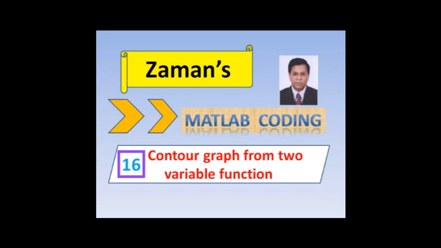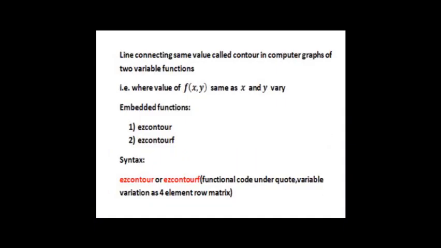In clip number 16, we are going to talk about how we can get a contour graph from a two variable function. Mathematically, any closed curve is called a contour, but that definition is true for continuous math. In a computer, we don't have a continuous sense, we have a discrete sense, and here a contour is defined as a line connecting the same value. Suppose we have a function f of x y, then we connect the points where f x y is the same, and those connected lines will be the contour.